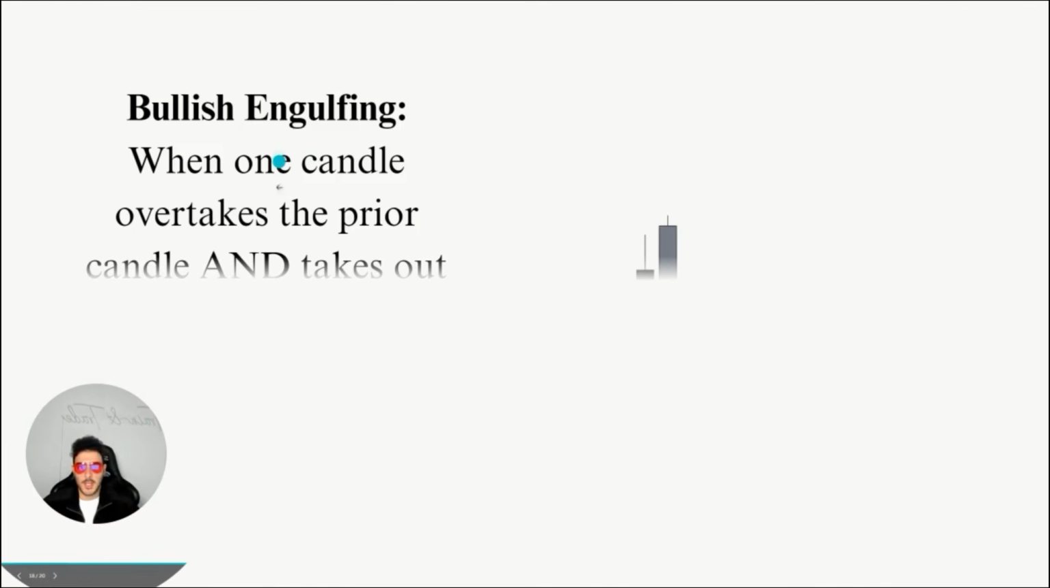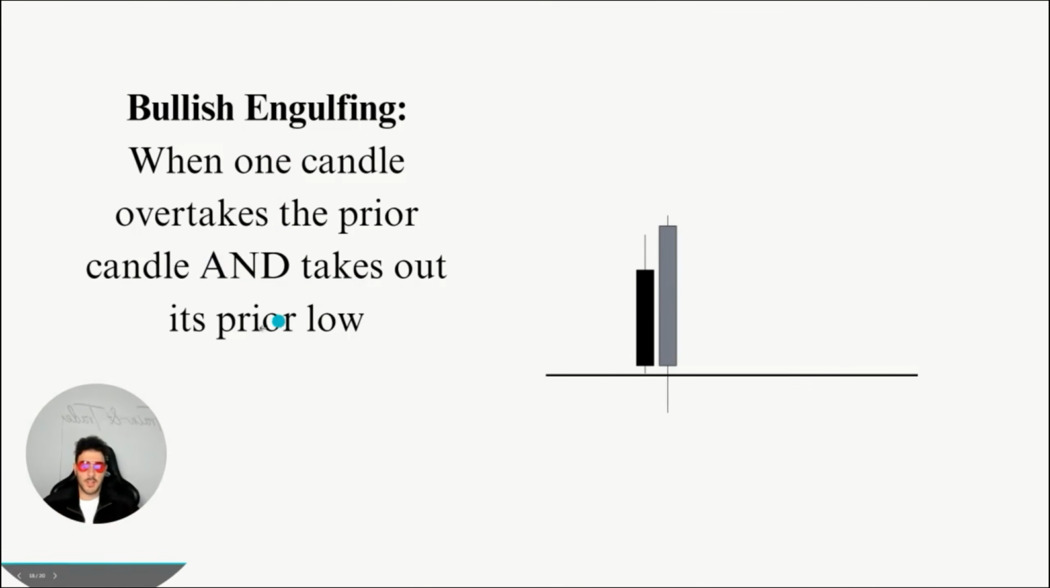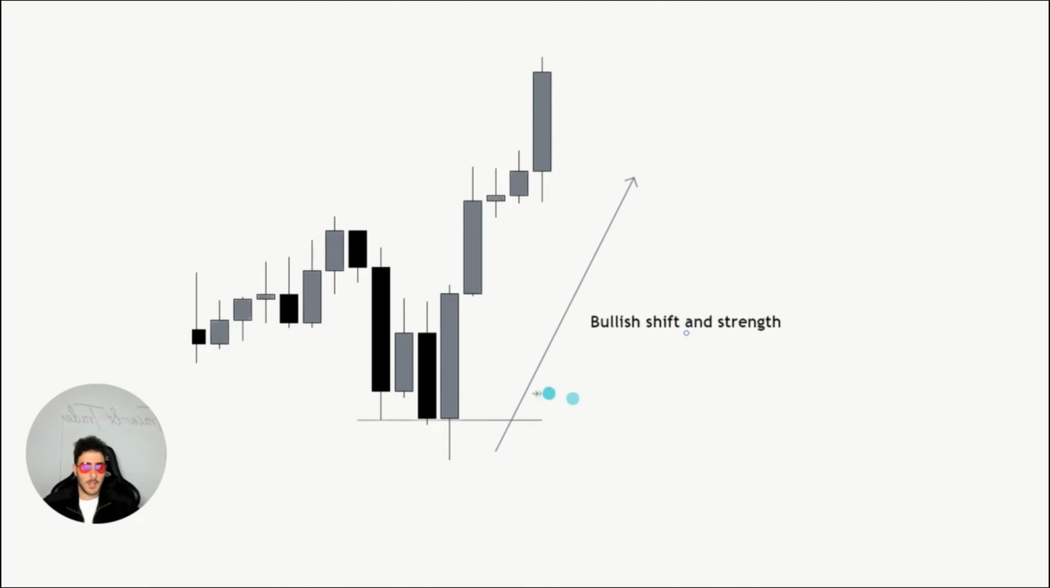So when we have one candle that overtakes the prior candle and takes out its prior low. Again, we have this candle right here. Price takes out that low and we close above, and this candle encapsulates this candle right here. This would be considered a bullish engulfing. And just that little minor detail will make a difference in the candles and the levels you choose to trade. So here's an example.